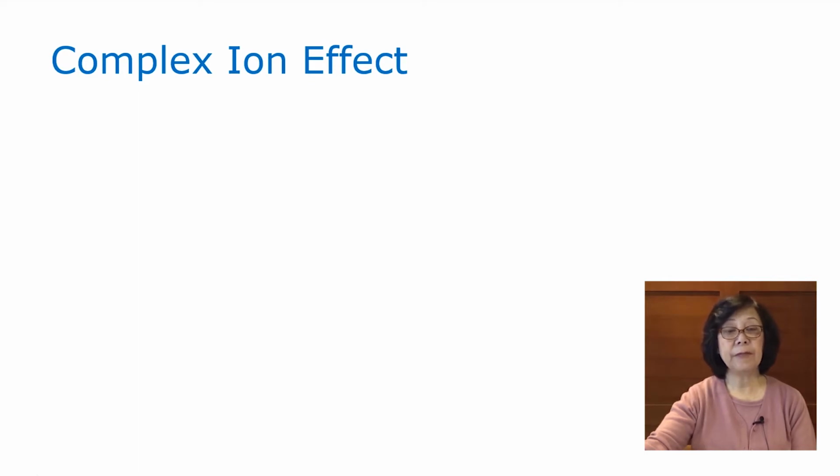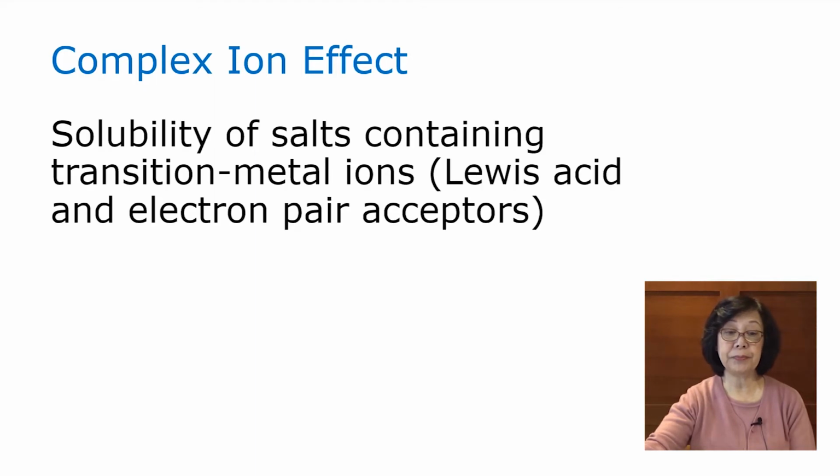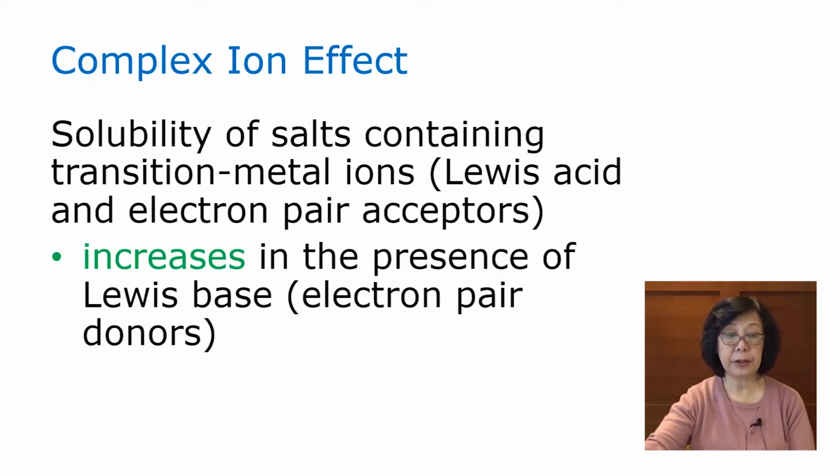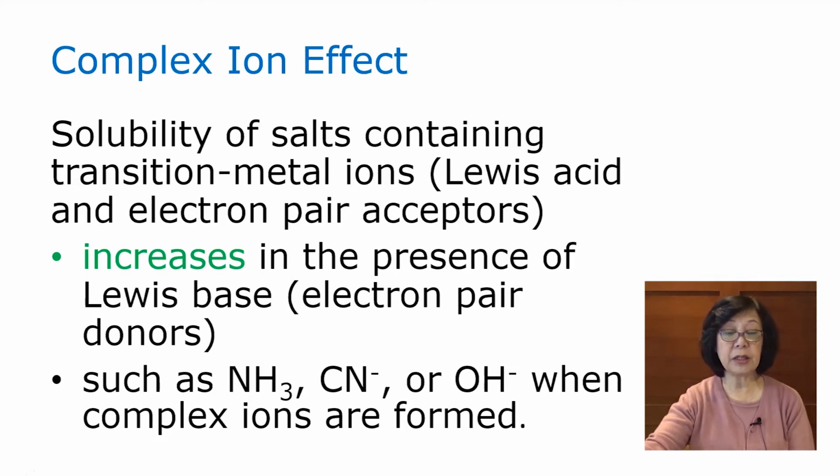Another effect that can change the solubility is called complex ion formation. The solubility of the salt containing transition metal ions, that means they are Lewis acids and they are electron pair acceptors, will increase if we have Lewis bases, which are electron pair donors, such as ammonia, cyanide ion, hydroxide ion, or chloride ion, because these complex ions will be formed to make the salt become more soluble.